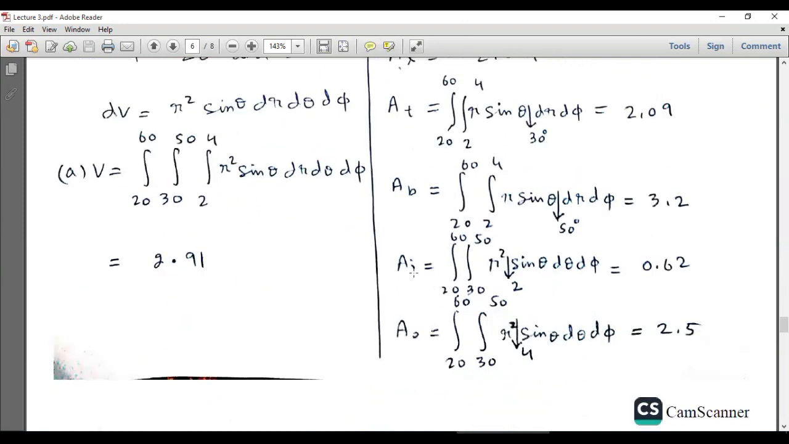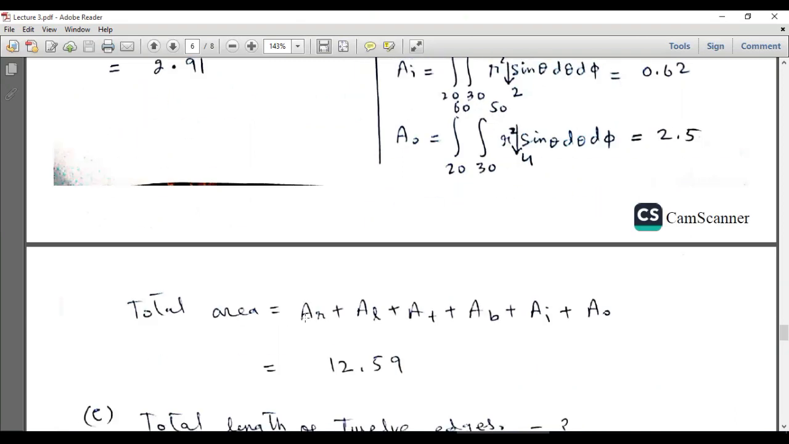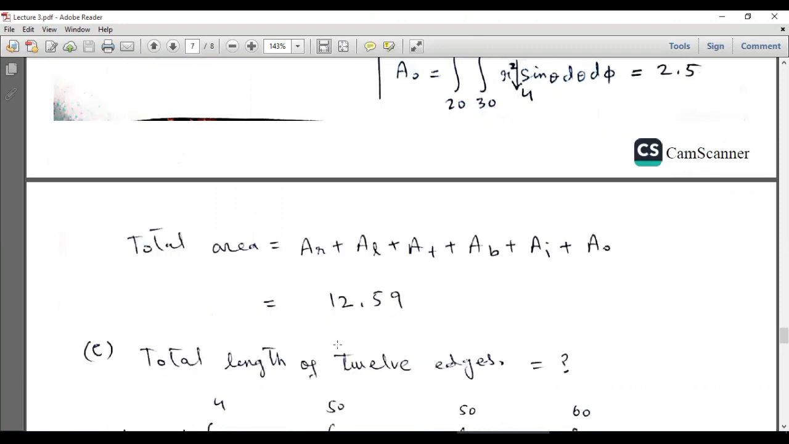And similarly, for the inner surface, r squared sine theta dθ dφ has to be integrated, and r will be assumed as 2, and theta and phi limits will be substituted in this double integral, which is called a surface integral. And for the outer surface, r will be assumed as 4. So all the answers are given over here. We can add all these areas to get the final total area.